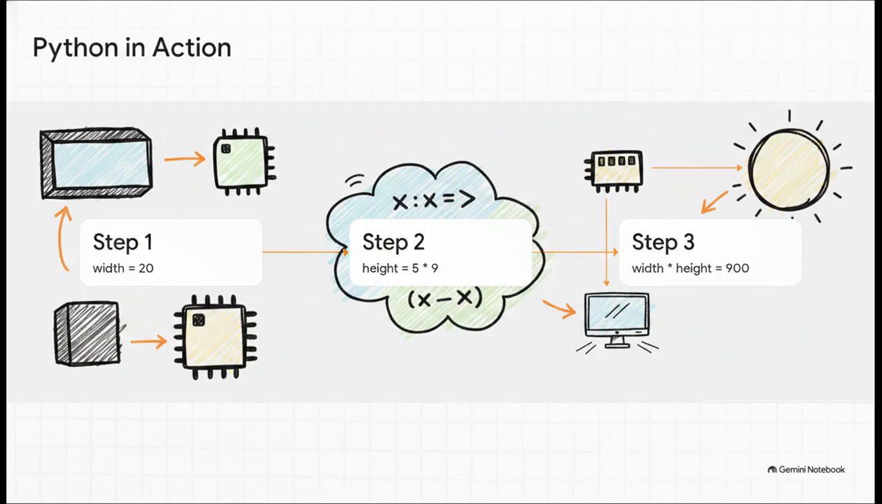Now, notice that no result is actually displayed yet. Python is just quietly holding these values in its memory. Finally, in step 3, we simply type width * height. Python communicates the values it was holding, multiplies them together, and boom, outputs 900.